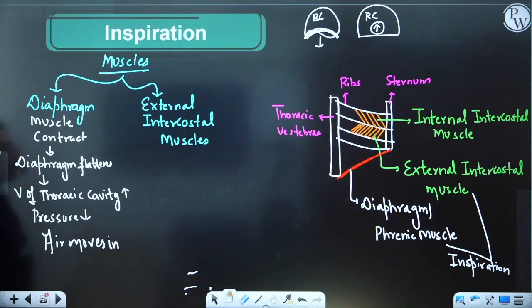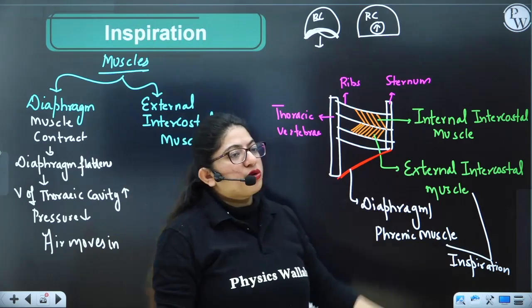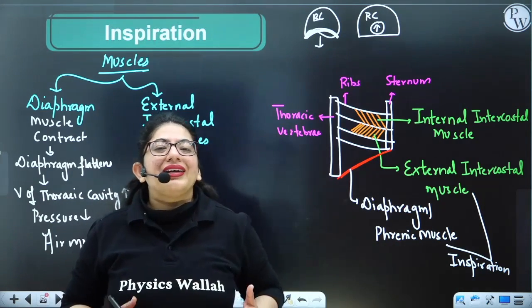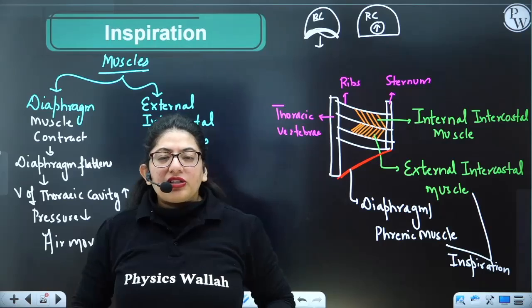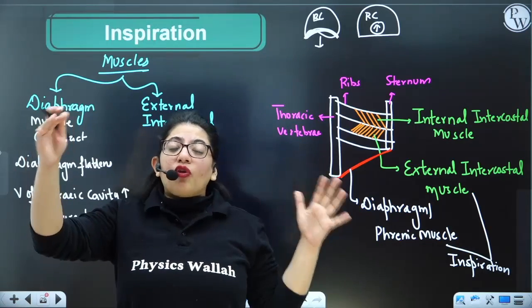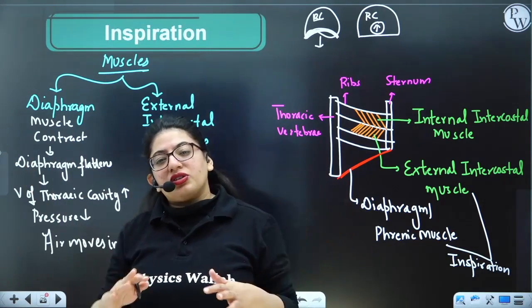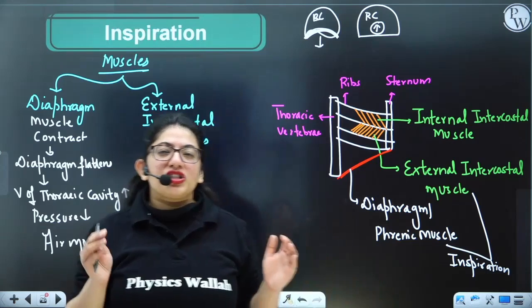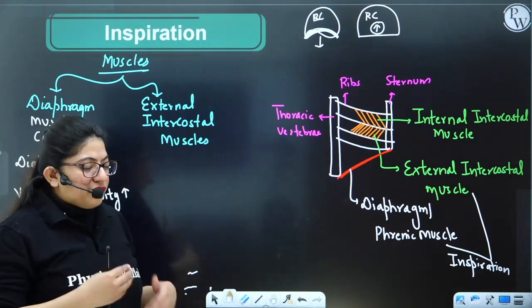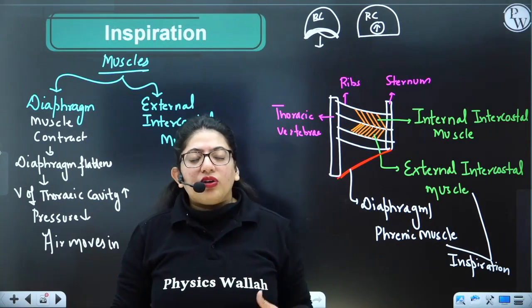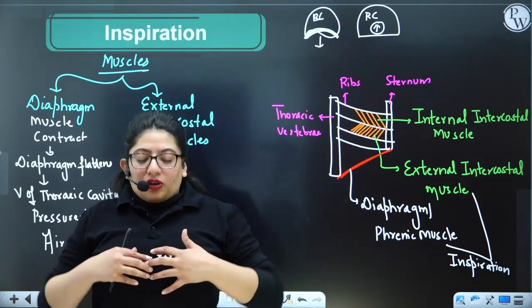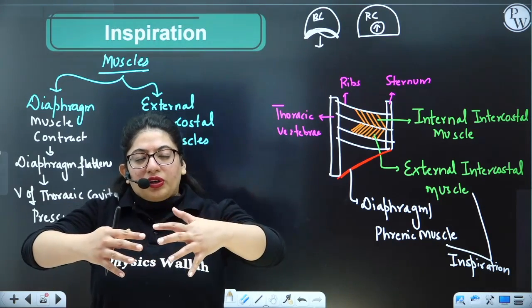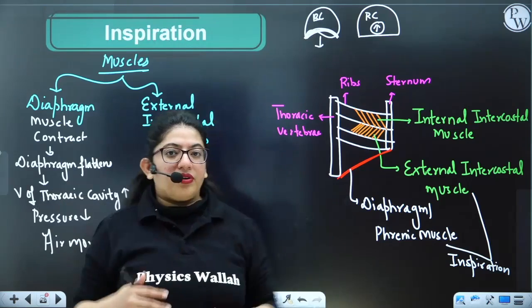Fine. Now let's talk about the external intercostal muscle. Whenever this muscle contracts, it is going to put your entire rib cage upward and outward. So whenever the rib cage is moving upward and outward, the volume of the thoracic cavity increases, pressure decreases, air will move in. Right? If you want to experience it, try to take in the air forcefully. You will see your chest is going to move outward and upward, right?